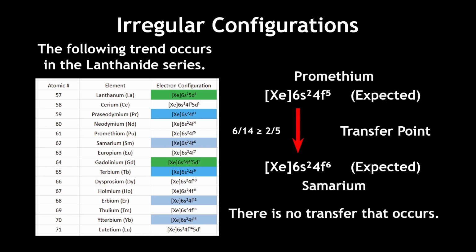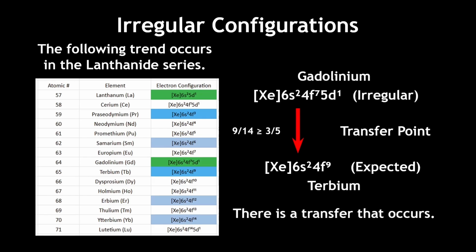At samarium, there are 6 electrons past 6s2. Although 6/14 does exceed 2/5, there is no electron in the 5d subshell at this point, so there is no transfer to occur. At terbium, there are 9 electrons past 6s2. Since 9/14 exceeds 3/5, terbium is another transfer point. Since there is an electron in the 5d subshell at this point, a transfer occurs. 1 electron moves from the 5d subshell to the 4f subshell.